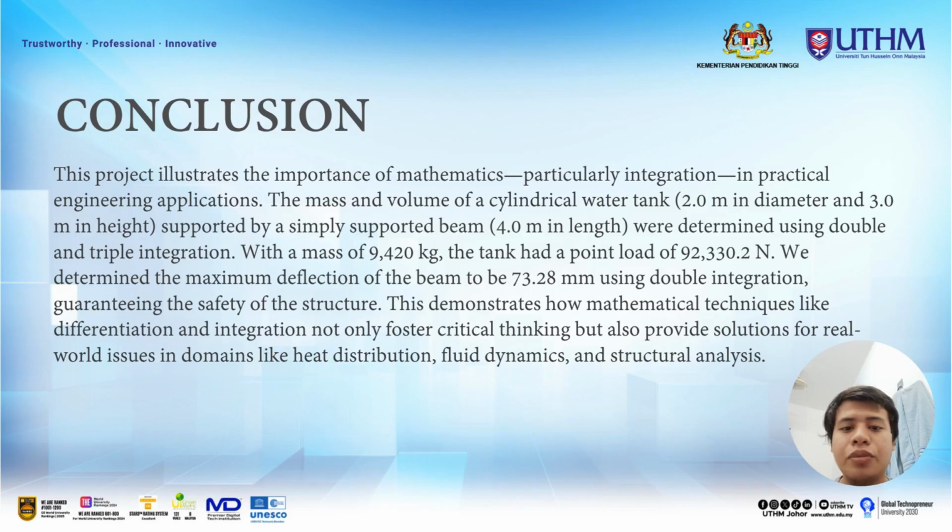To analyze the beam, we use the double integration method to calculate the slope and maximum deflection, which helps us to ensure that the structure remains safe under the load. Using the triple integration, we found the mass of the tank to be 9,420 kg, which gives a load that is 22,330.2 Newton. That is from the formula mass times gravity. Then using the double integration method, we calculate the maximum beam deflection to be 73.38 mm.